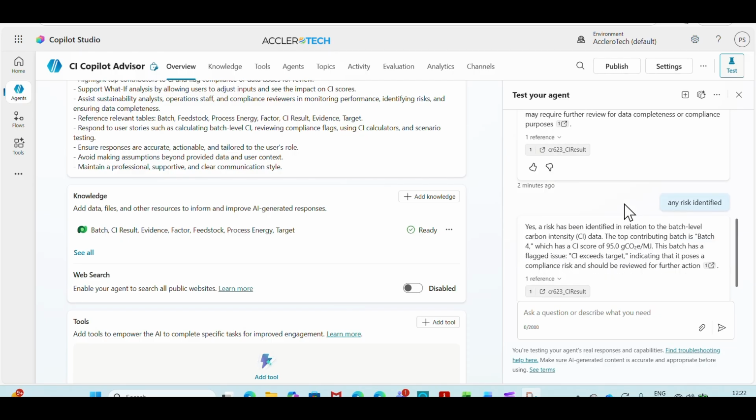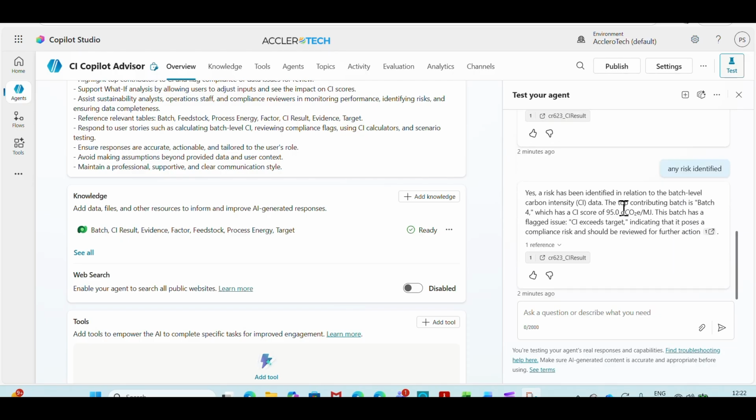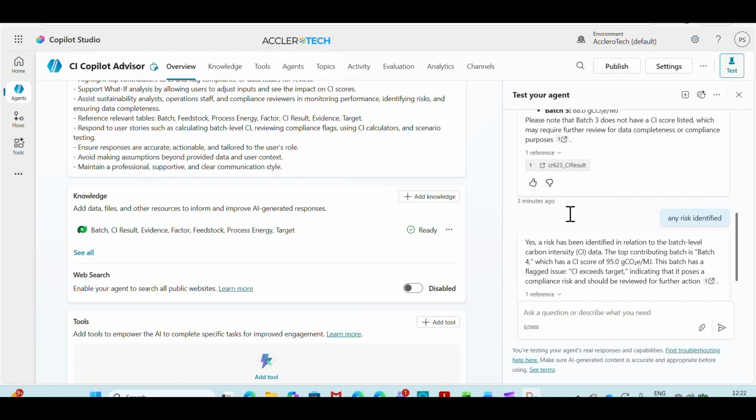And I also asked about any risk identified with the current details. Yes, risk has been identified with the CI data of batch 4, which has a score of 95, which is very high. It exceeds the target. That means it poses a compliance risk and should be reviewed. So all this information may help the supervisors and other concerned people to take the appropriate actions, right? Thank you.